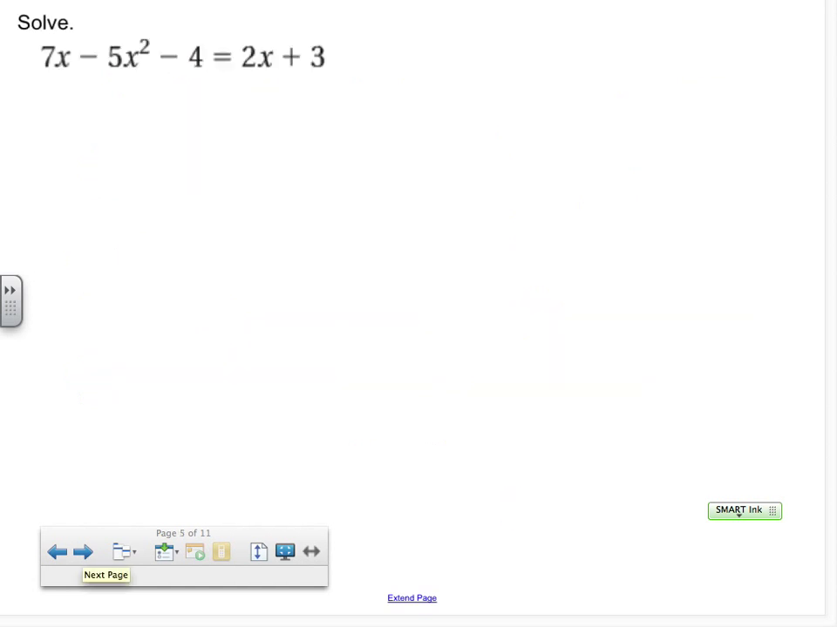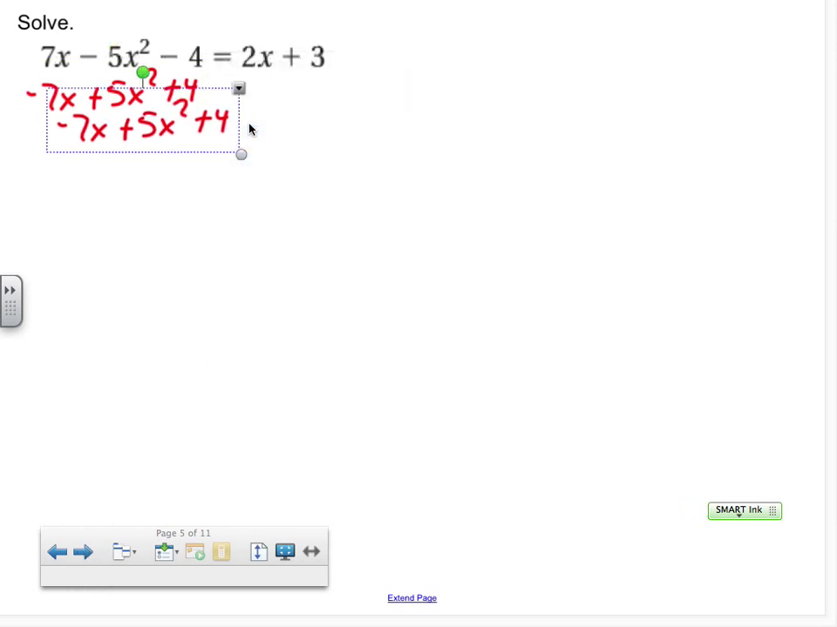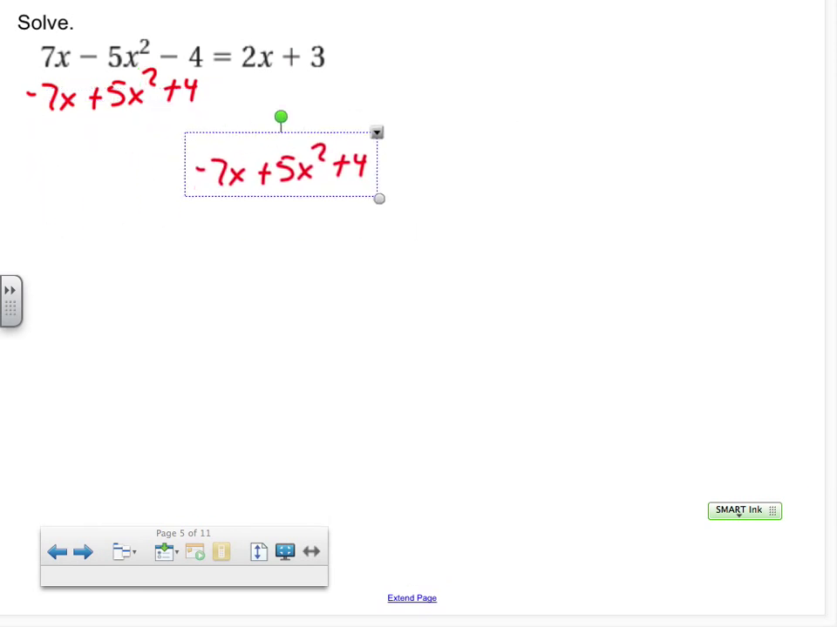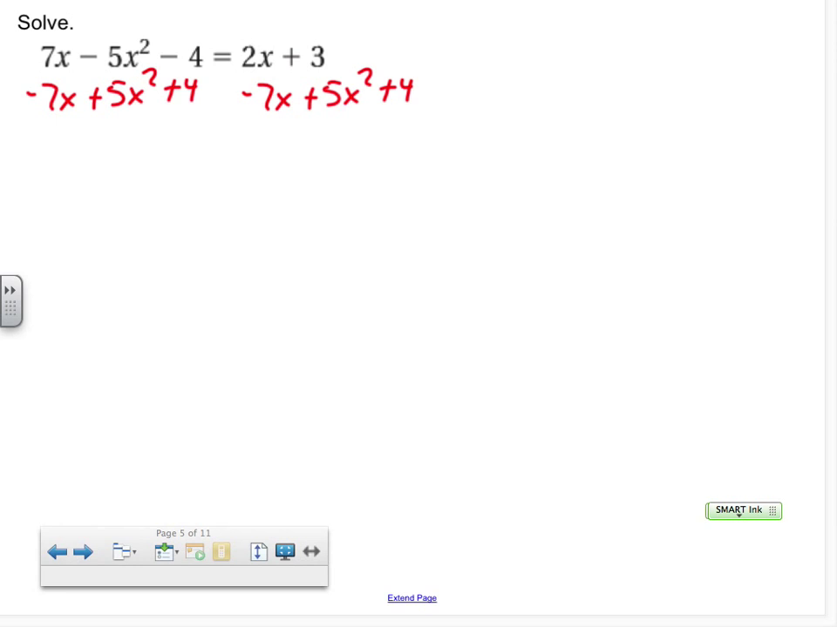All right, solve this one. Pause it, try it on your own. All right, first step, standard form. So you're going to move everything in this case to the right. Subtract 7x, add 5x squared, add 4, do that to both sides. Left side will be 0. Right side will be 5x squared minus 5x plus 7. We're going to use the quadratic formula.